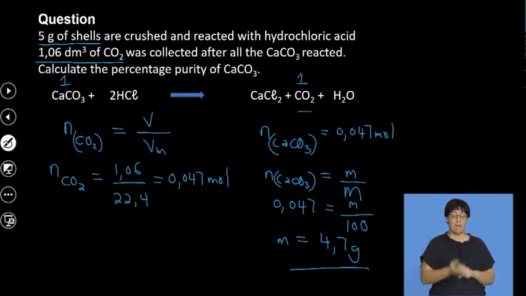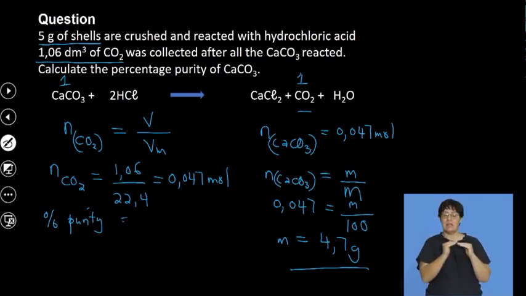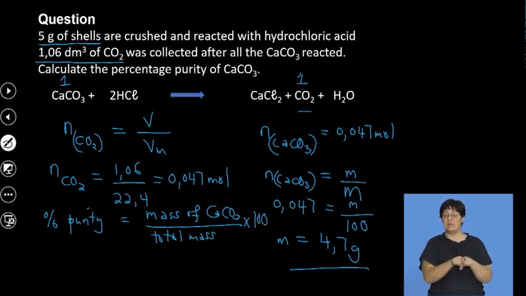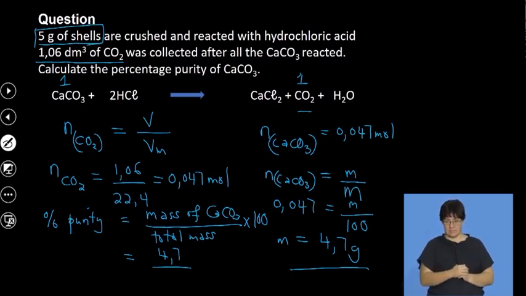If we want to determine the percentage purity, which is the last part of our multi-step problem, it equals the mass of calcium carbonate in the sample divided by the total mass, multiplied by 100. So we have the mass of calcium carbonate we calculated, 4.7 grams, divided by the total mass of the sample, 5 grams, multiplied by 100.